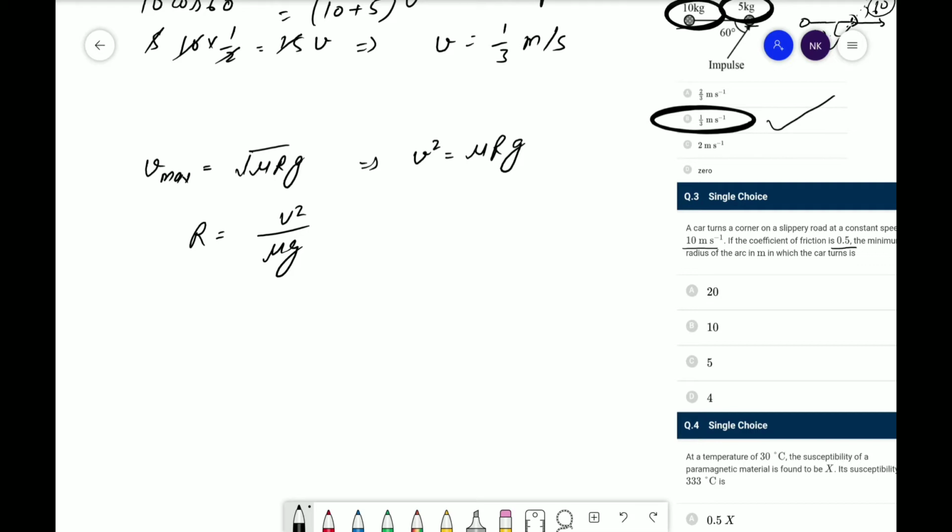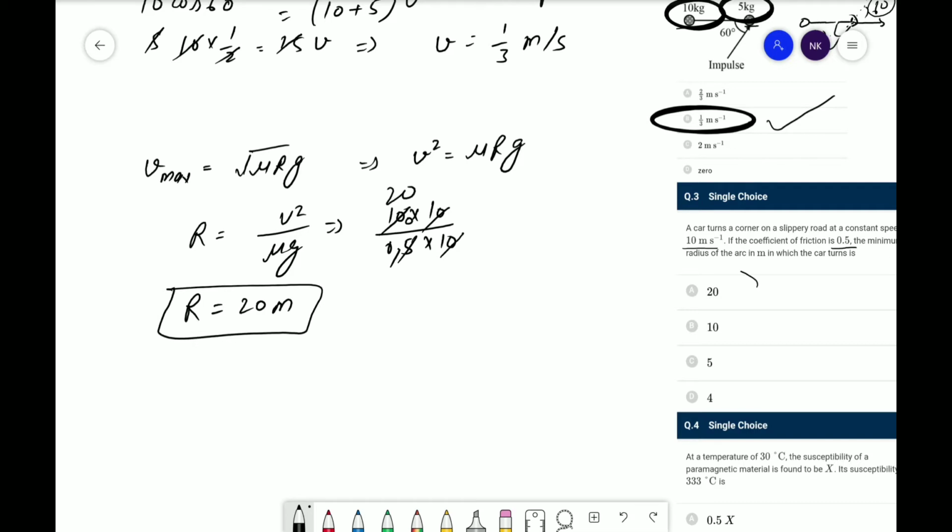After putting all these values, 10 square means 10 into 10 divided by 0.5 into, for ease, take g is equal to 10. Okay, 10 10s are 100 divided by 5. Therefore the value of r is 20 meter. Okay, therefore the first option is the correct option.